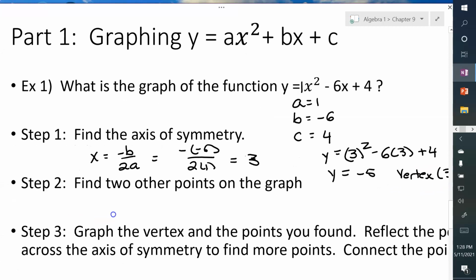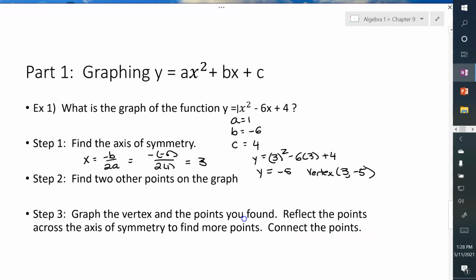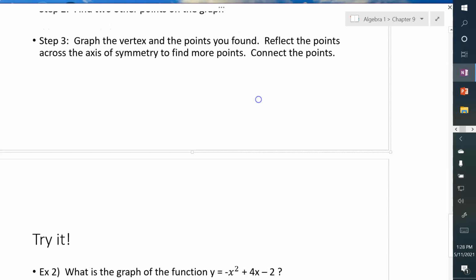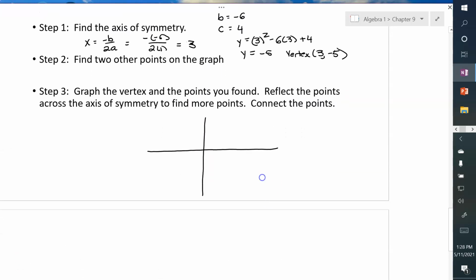And then it says find 2 other points on the graph, and then we're going to graph the vertex and the points that we found. So let's go ahead right here. Let's draw a graph. The vertex I found was at 3, negative 5.